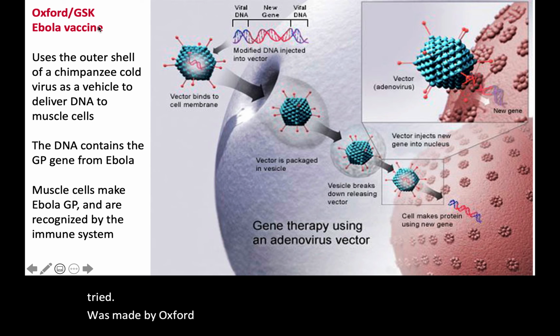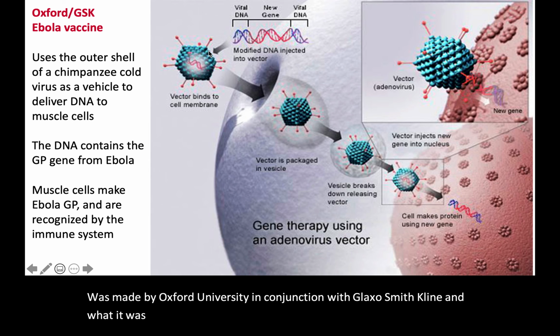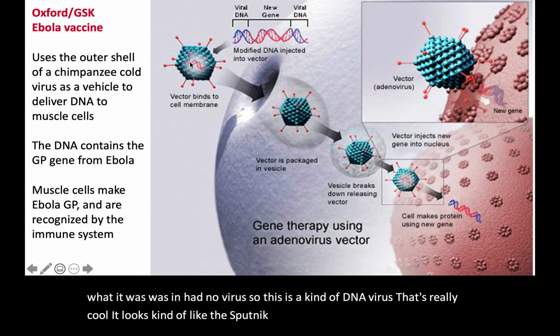And so the first vaccine to be tried was made by Oxford University in conjunction with GlaxoSmithKline. And what it was, was an adenovirus. So this is a kind of DNA virus that's really cool. It looks kind of like the Sputnik space probe. And inside of this is double-stranded DNA.